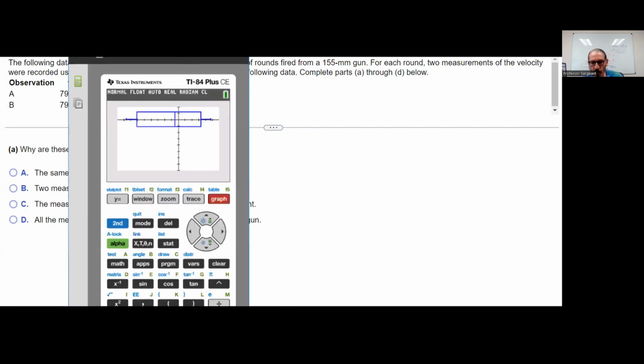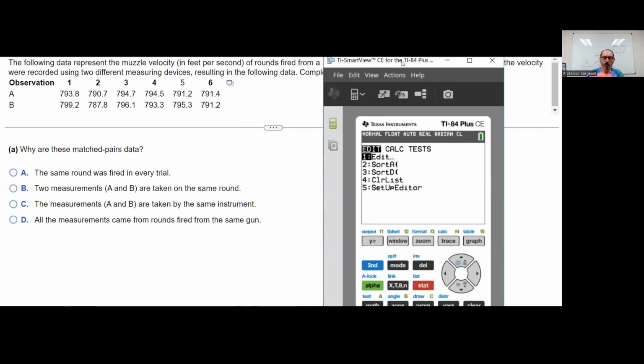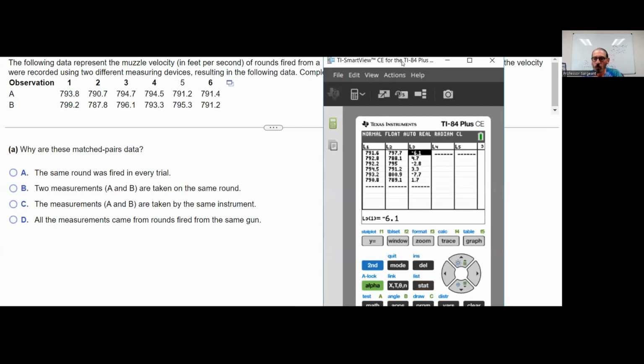So I'm going to enter the new data. Repeat a lot of this and talk about where the differences are showing up. All right. Clear, clear, clear, clear.